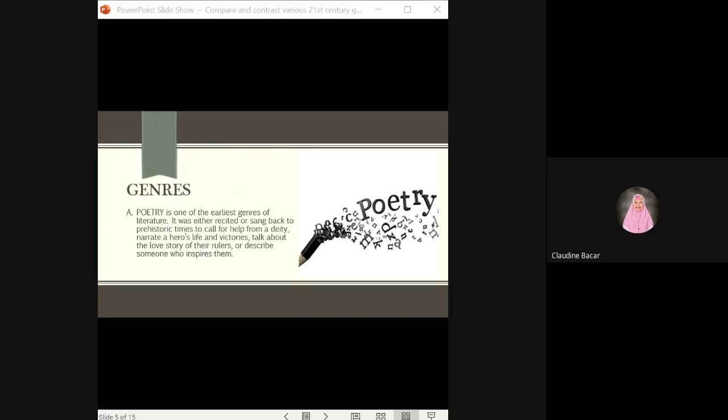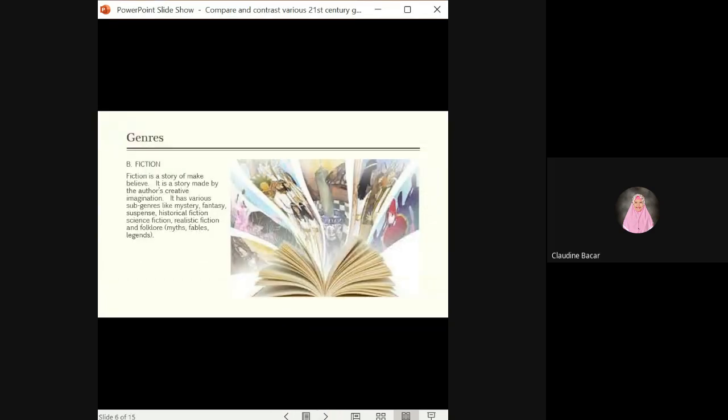An example of poetry is a beautiful song. It is also the work of Robert Frost. That is an example of poetry. The next genre we have is fiction. Fiction is a story of make-believe. It is a story made by the author's creative imagination. It has various subgenres like mystery, fantasy, suspense, historical fiction, science fiction, realistic fiction, and folklore. Examples of folklore are myths, fables, and legends.